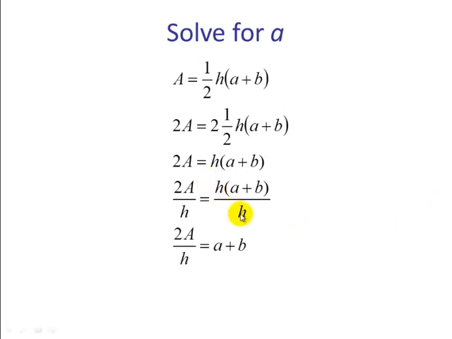Now once the h is gone, we have a plus b. Lastly, to get rid of b, we're going to subtract b from both sides. And we have 2 times capital A divided by h minus b is the same thing as a.